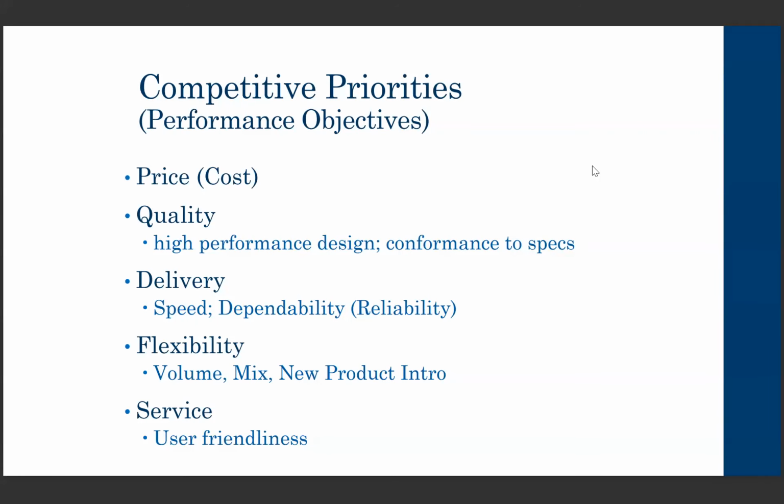In the first slide, we have competitive priorities, which we can also know as performance objectives. When we are competing in a different market, there are some priorities that we need to specify when we are going to compete with our competitors. First one is price, the cost. How are we going to attract our customers by competing with our competitors?